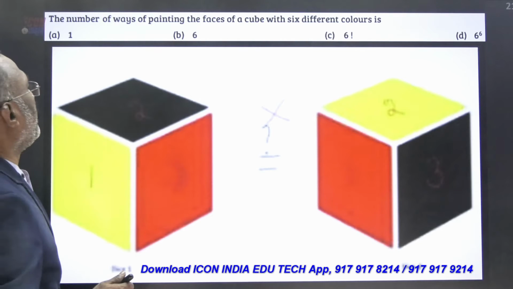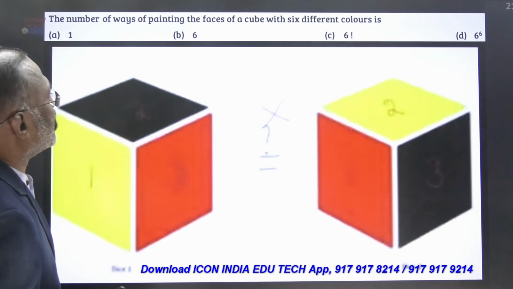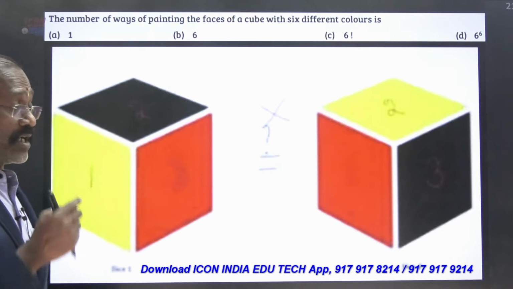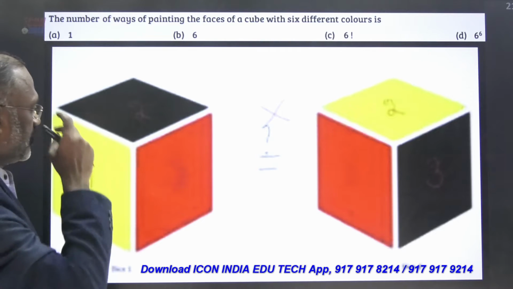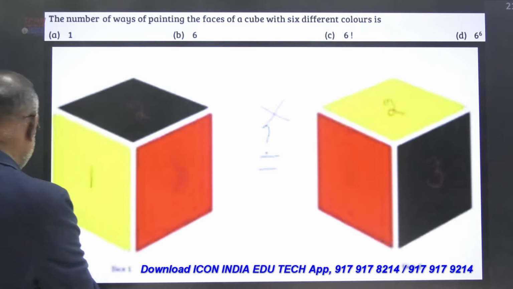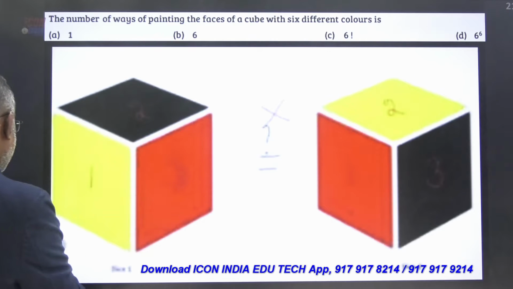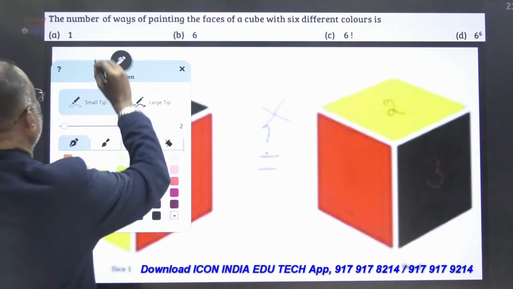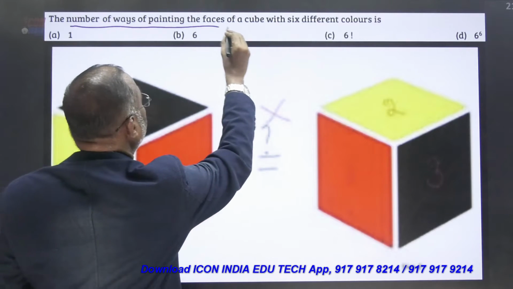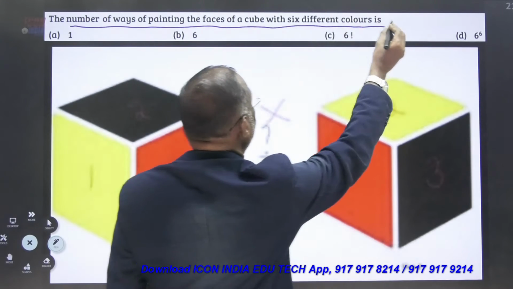The number of ways of painting the faces of a cube with 6 different colors. Most important one. And it requires common sense. Please see that. The question here: the number of ways of painting the faces of a cube with 6 different colors.